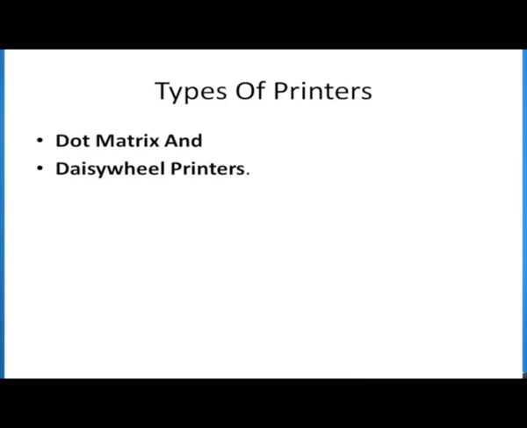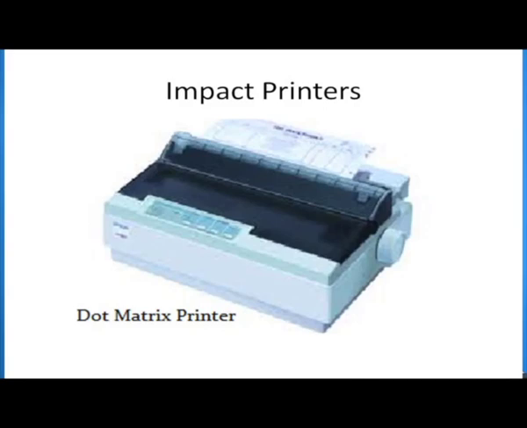Impact printers have existed since long back. These types of printers include dot matrix printers and daisy wheel printers. They operate by striking an ink ribbon against the paper. Some of the characteristics of these printers include low cost, very noisy, etc. Now, see a sample impact printer.